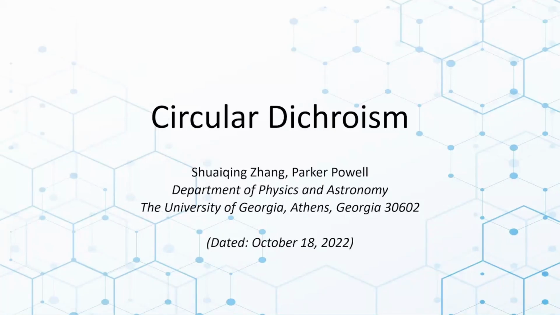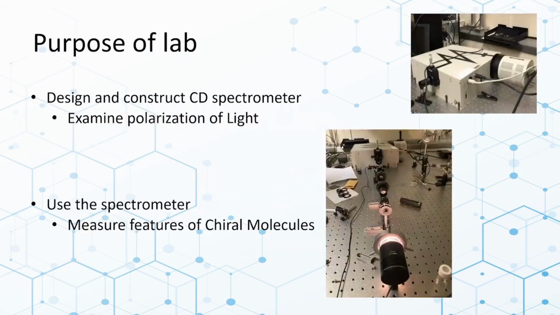Hello, this video is introducing a physics project about circular dichroism. First of all, the purpose of this experiment is to study circular polarization through designing and constructing a CD spectrometer, and to use this spectrometer to measure some physical features of chiral molecules.